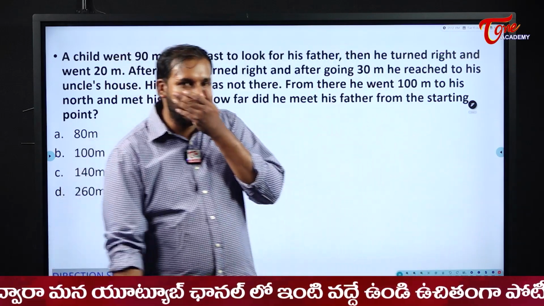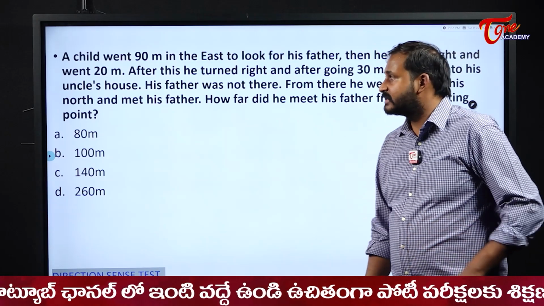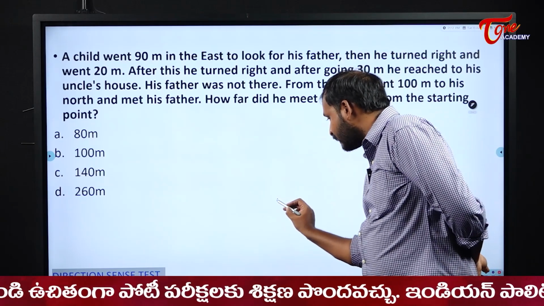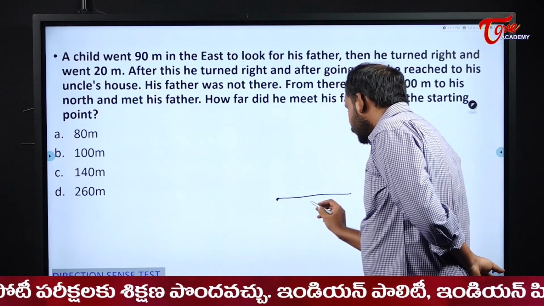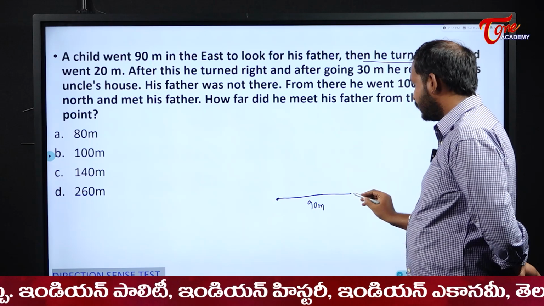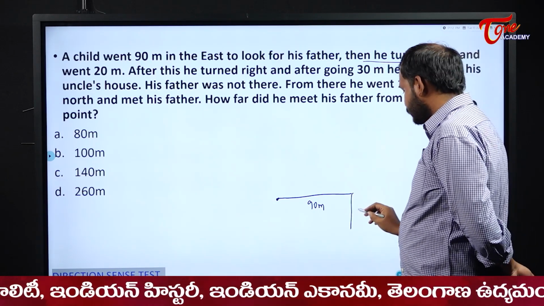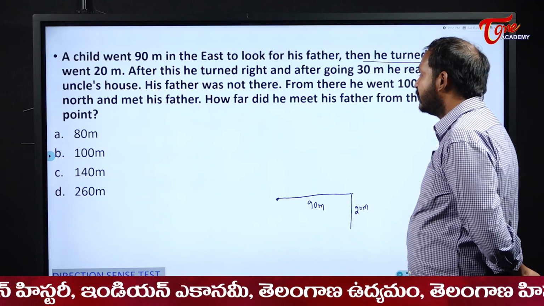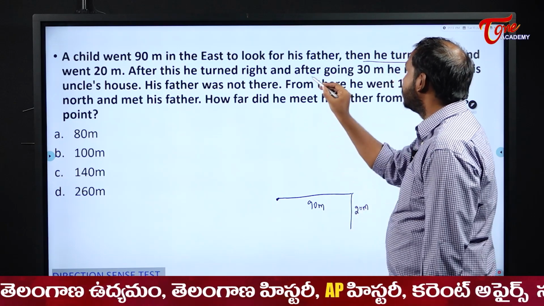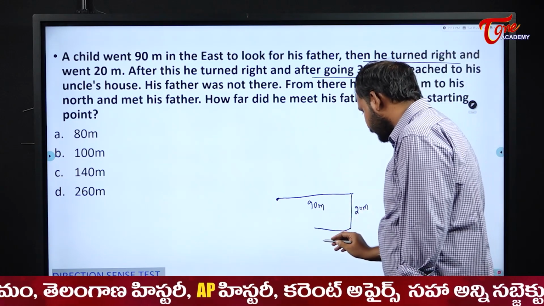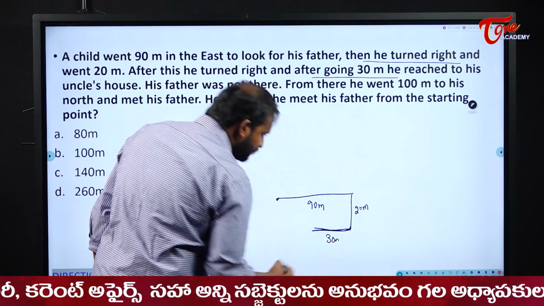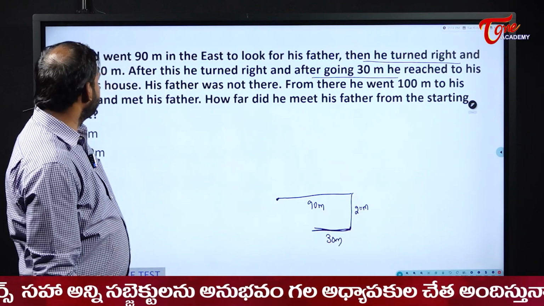Now, read the question carefully and try to solve it. Pause the video and try to solve it, students. A child went 90 meters in the east to look for his father. Assume he started from this one. He went 90 meters towards east. Then he turned right and went 20 meters. After this he turned right. The person moving downward, turning right means this direction. After going 30 meters, he came here, and this is 30 meters. He reached his uncle's house.